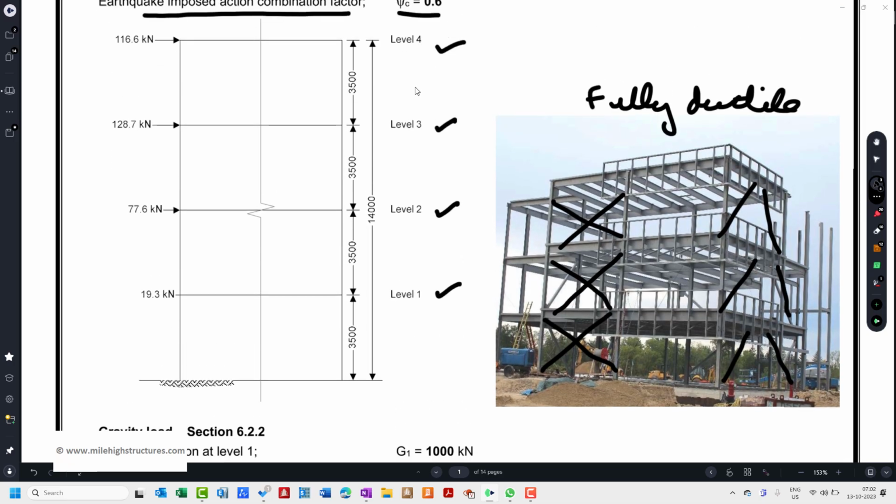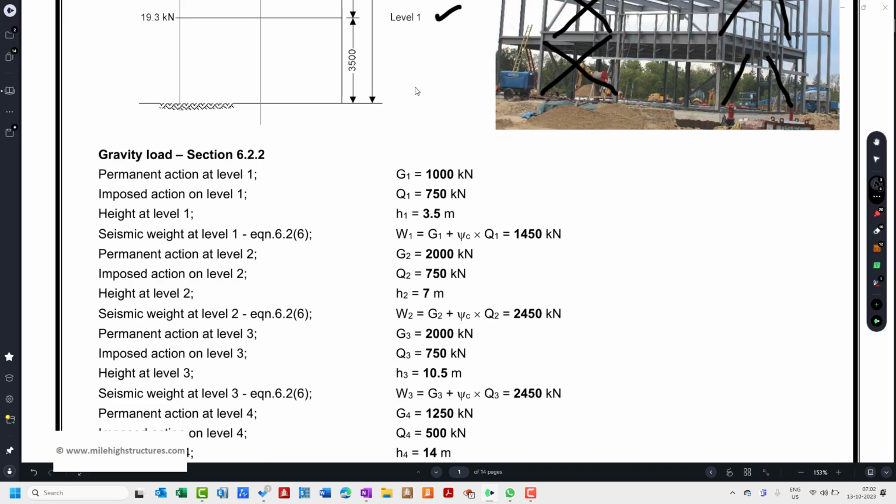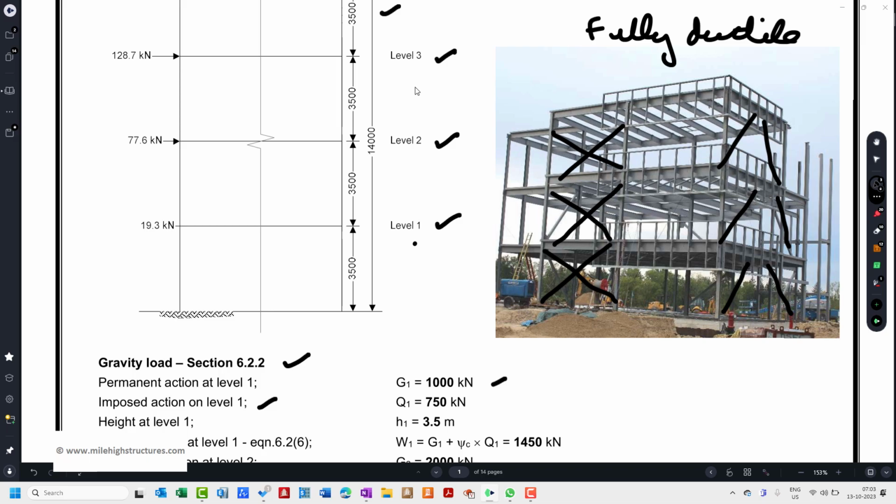After that, the height of a single floor or single level can be assumed as 3.5 meter. If we are talking about the gravity load, let us assume that the G1 value is 1000 kN, and the imposed action at level 1 is 750 kN. The height is 3.5 meter, the one that we have discussed here.